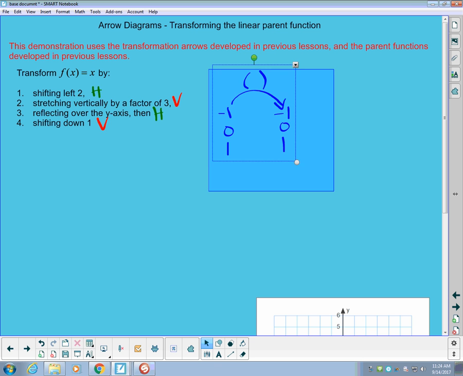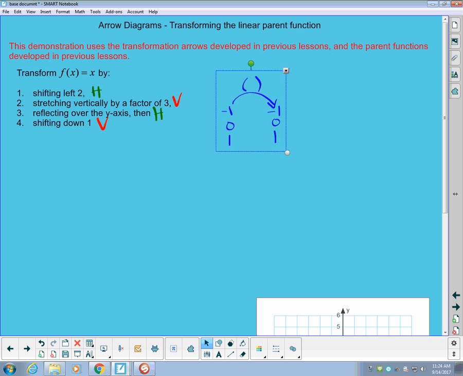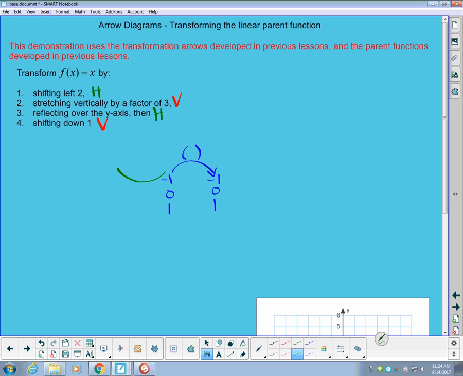So what I'm going to do is take my parent function and attach some arrows. All my horizontal transformations go off to the left here because we're modifying the input. The horizontal axis is the input axis. And my verticals go off this direction because that is modifications to the output. And then I'll just go in order by what I see.